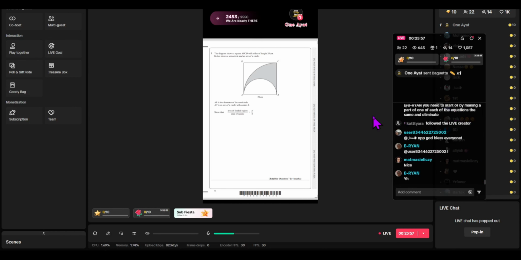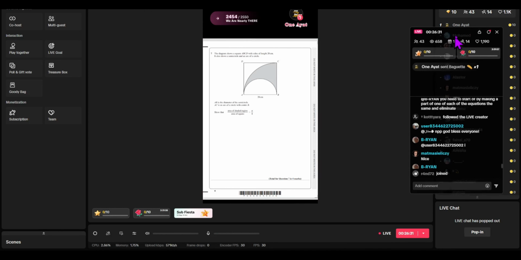So the diagram shows a square ABCD with sides of length 20 centimeters. It also shows a semicircle and an arc of a circle. Now, AB is the diameter of the semicircle. AC is the arc of a circle with center B. Show that the area of the shaded region divided by the area of the square is equal to pi divided by 8. We need to show.